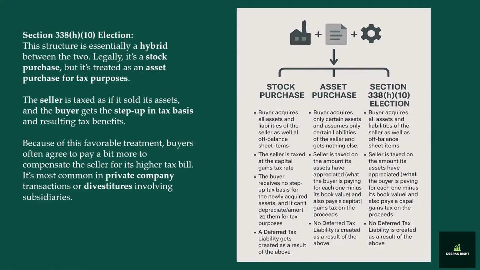So simply, a stock purchase is actually simple for buyer and seller, but worse for the buyer's taxes. If you're buying, it will be bad for you to have a stock purchase deal. An asset purchase deal is complex, but has better tax benefits for the buyer. And in the middle ground, it's structured like a stock purchase, but the buyer gets the tax advantage of asset purchases. So that's why they favor this. This is section 338, subsection (h), clause number 10, election.